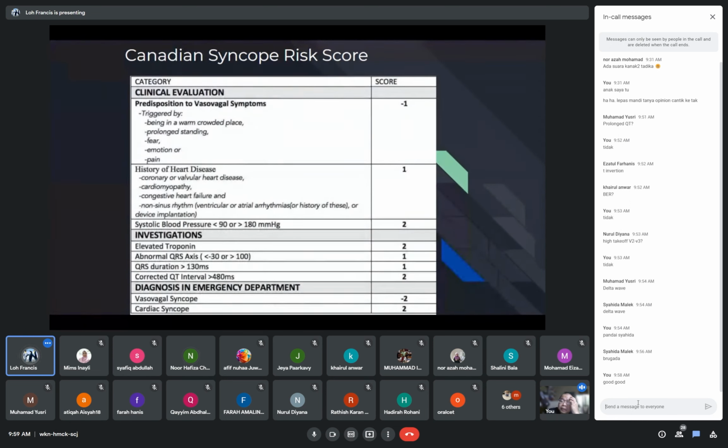I think cuba menjawab soalan tadi. Diagnosis in emergency department tu is diagnosis based on history yang kita ambil. Based on history kita ambil, diagnosis kita adalah vasovagal syncope. Then minus 2. Tapi kalau history of heart disease dah ada 1, troponin dah ada 2, axis. Dia bukan macam San Francisco yang ada 1 je dah kira kena admit. Yang ni dia overall score kan, score yang significant berapa?